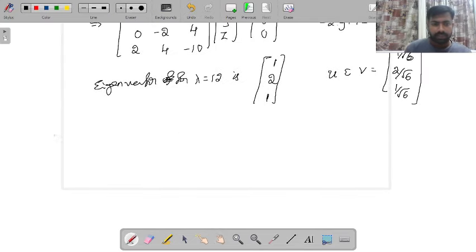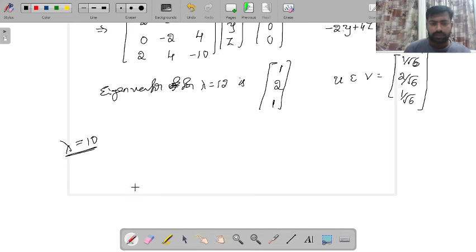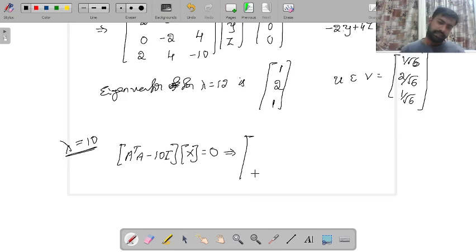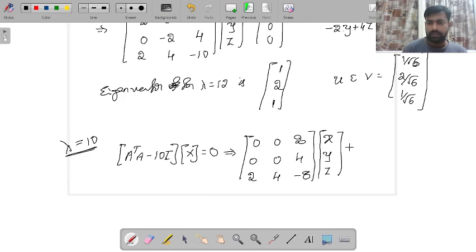Next, let me see what is the eigenvector for lambda equal to 10. Okay, so now I need to write A transpose A minus 10 times identity multiplied with x equal to 0. So let me write this system here: 10 minus 10, 0, 2, and this is 0, 10 minus 10, 0, 4, and I hope it is 2 here, 4 here, and 2 minus 10, negative 8, multiplied with x, y, z, equal to 0, 0, 0.